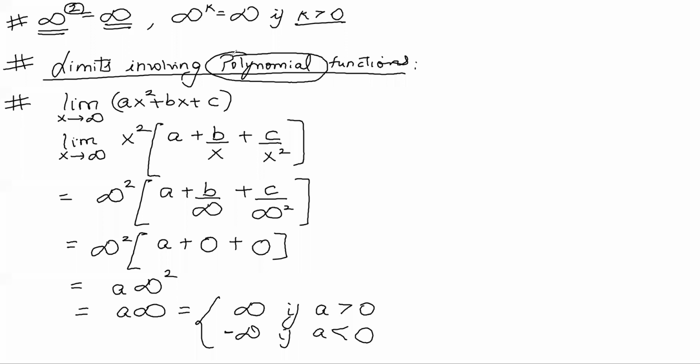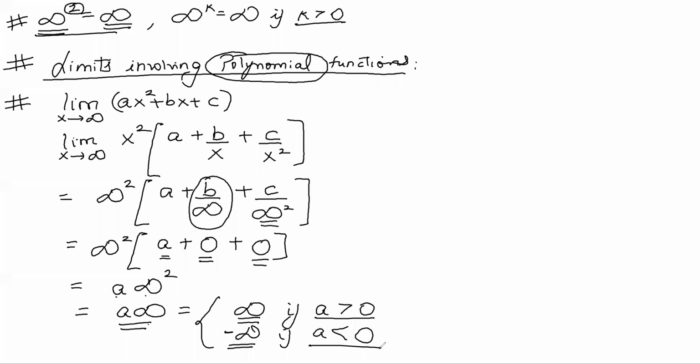Take the highest degree of x common. In our example right now, it's x square. Inside we get this, then we put infinity. B by infinity is 0. Infinity square is infinity. C by infinity square is also 0. Infinity square into a plus 0 makes it a times infinity square. Infinity square is infinity. A into infinity will be infinity if a is positive, minus infinity if a is negative.